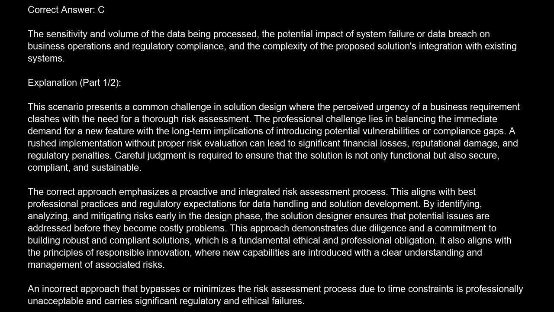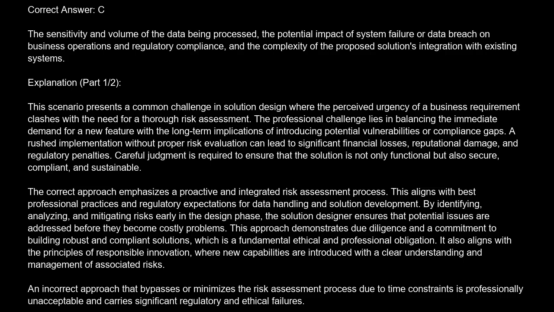The professional challenge lies in balancing the immediate demand for a new feature with the long-term implications of introducing potential vulnerabilities or compliance gaps. A rushed implementation without proper risk evaluation can lead to significant financial losses, reputational damage, and regulatory penalties. Careful judgment is required to ensure that the solution is not only functional, but also secure, compliant, and sustainable.